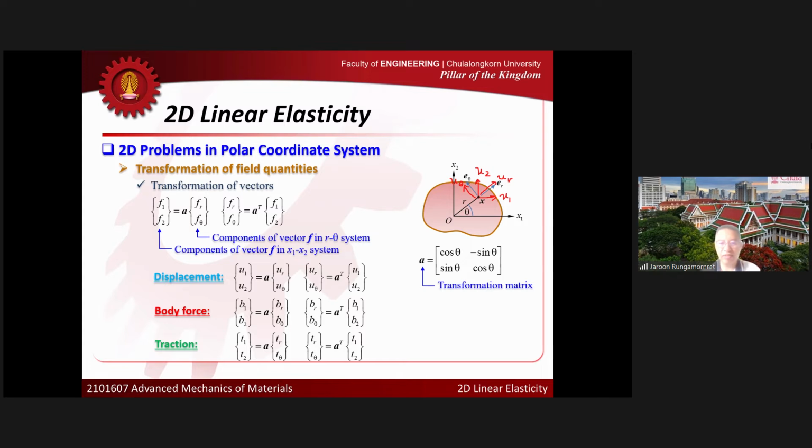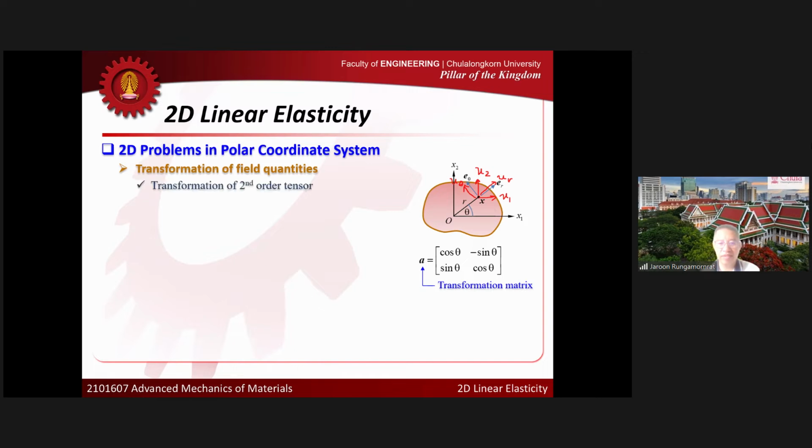Is that clear to you? How about the second order tensor? Let S here be the second order tensor, and I show the components here in 2D in terms of a 2 by 2 matrix. Let's say that is the components of the tensor in the X1 and X2 system, and that is the components of the same tensor S in the r and theta system.